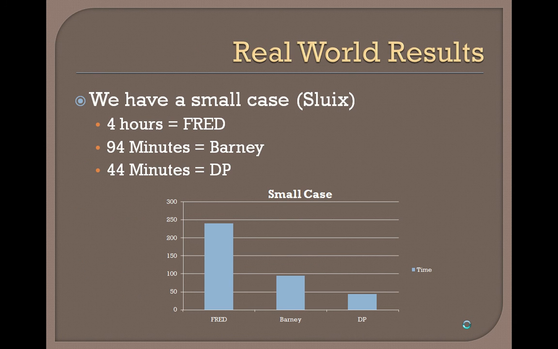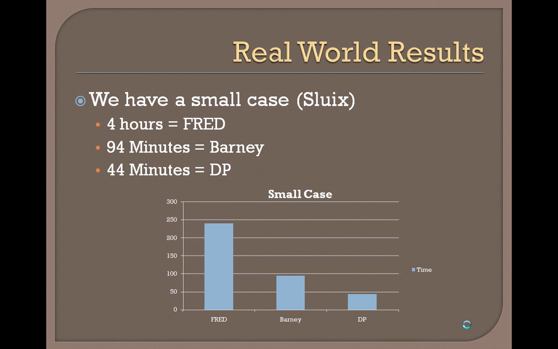Some basics, just a real quick example here of some real-world results. We have a small case, we call it SLU, and the SLU case has, I forget how large the image file actually is and how many artifacts, but the bottom line is this: on a Fred system, which is a 32-bit XP machine on a quad-core processor running FTK3, it took about 4 hours to process the case. I want to say it was around 500,000 artifacts, something in that neighborhood.